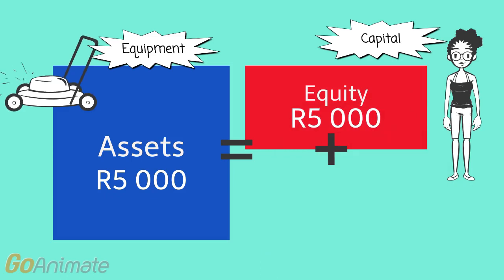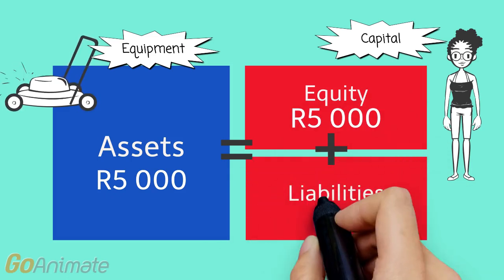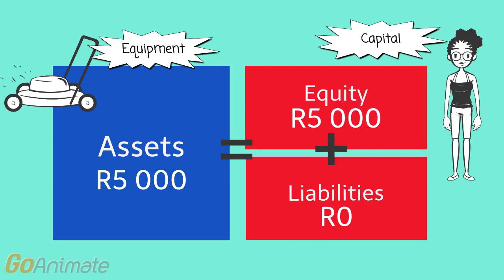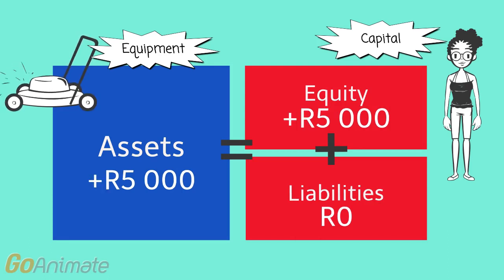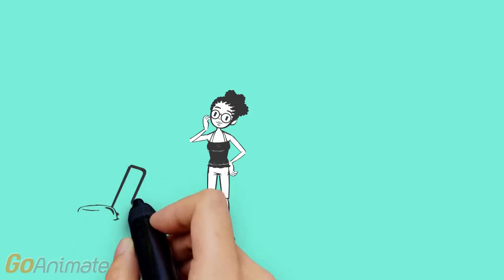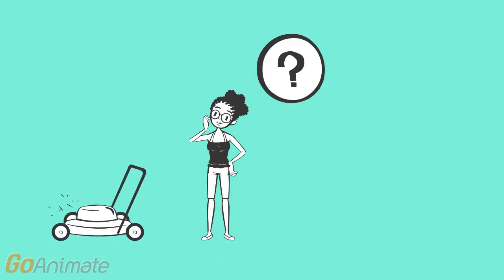And liabilities are 0, so the blue block assets is 5,000, the red block equity is 5,000, and the two blocks are equal. So we say that the assets of the business called equipment increased by 5,000, and the capital of the business, that's part of equity, increased by 5,000. So Nandi now has a lawnmower. What else does Nandi need to get started?